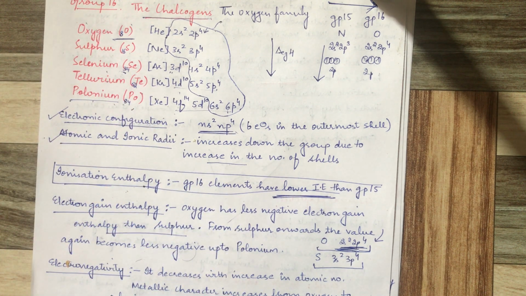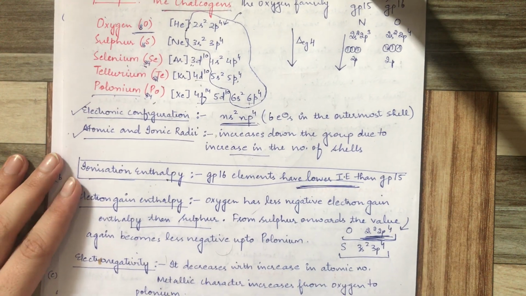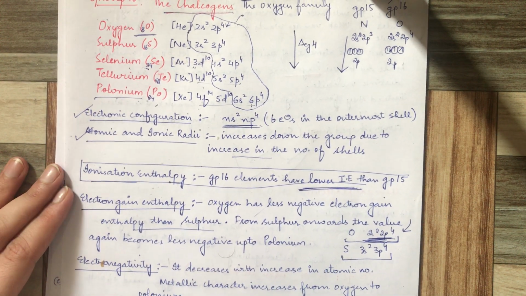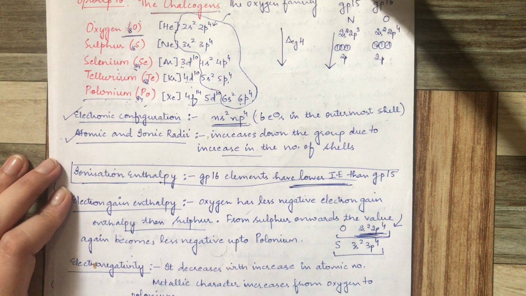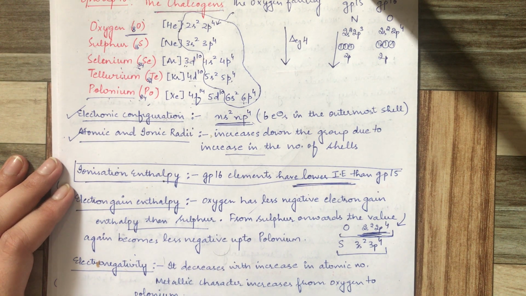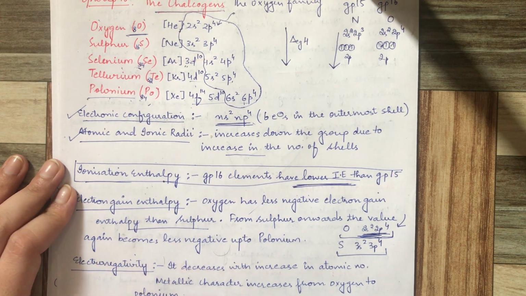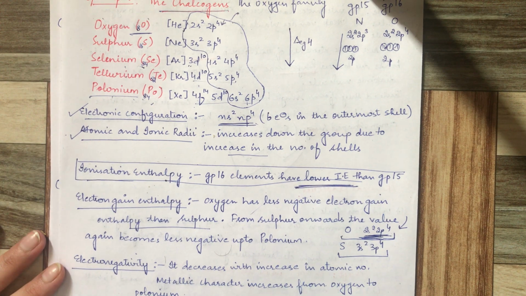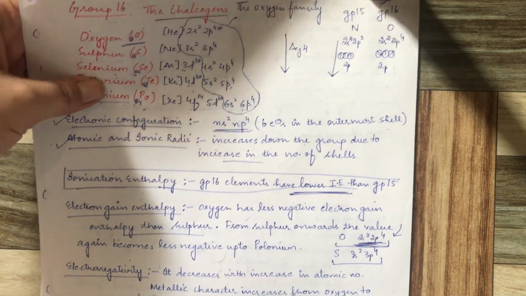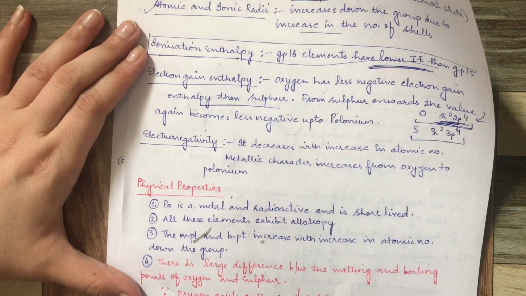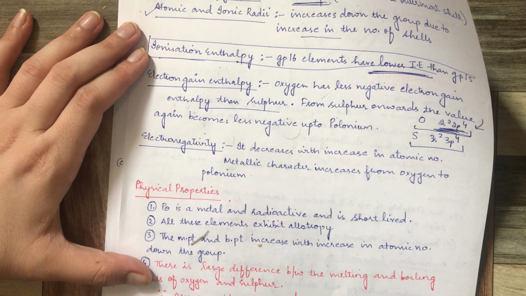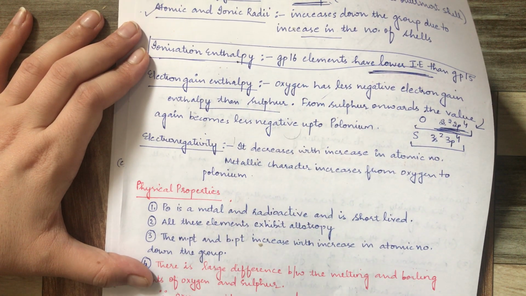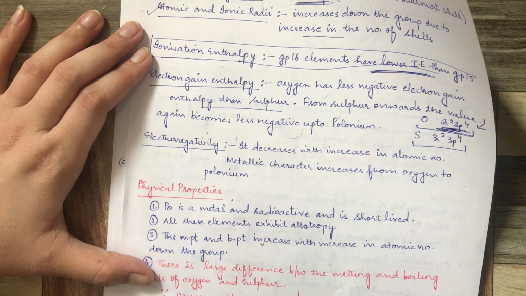Ionization enthalpy also has an exception with group 15, and electron gain enthalpy also has an exception between oxygen and sulfur, and that forms an important part of the questions, right? If we talk about the next, that is electronegativity. So what is this electronegativity? The tendency to attract the shared pair of electrons towards itself, and it is as per the trend.